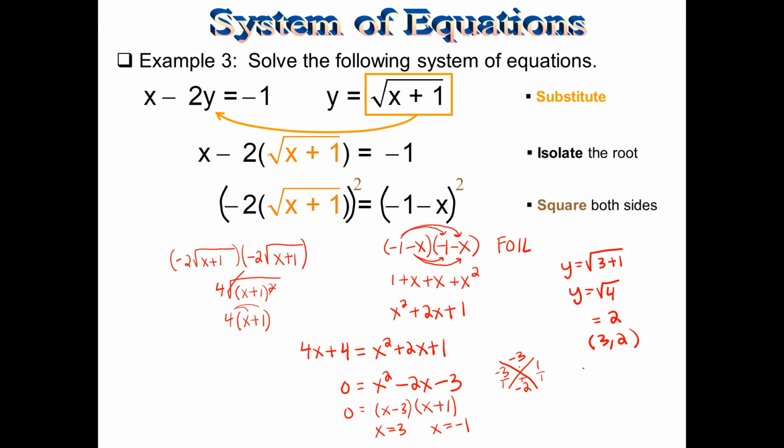And then you plug in negative 1. You end up with y equals the square root of 0. And then that equals square root of 0 is 0. So the other coordinate is negative 1, comma 0. So you got 3, comma 2. And you got negative 1, comma 0.